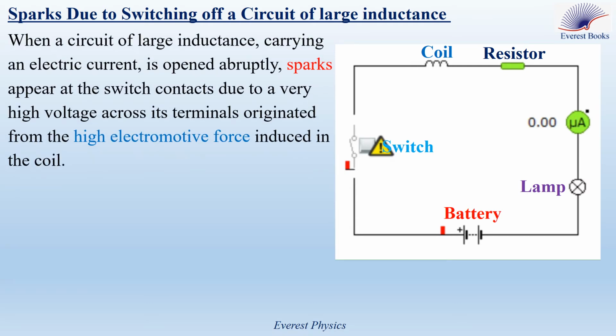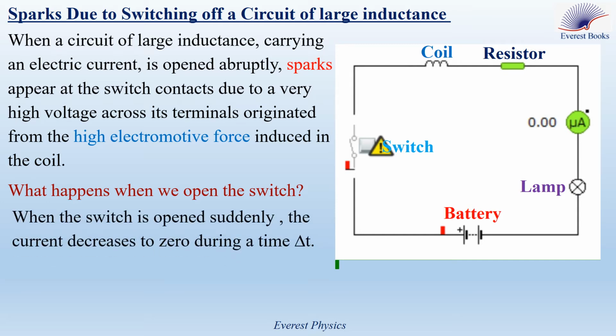Therefore, when a circuit of large inductance carrying an electric current is opened abruptly or suddenly, sparks appear at the switch contacts due to a very high voltage across its terminals originated from the high electromotive force induced in the coil. What happens when we open the switch, or why is the induced electromotive force very large in the coil?